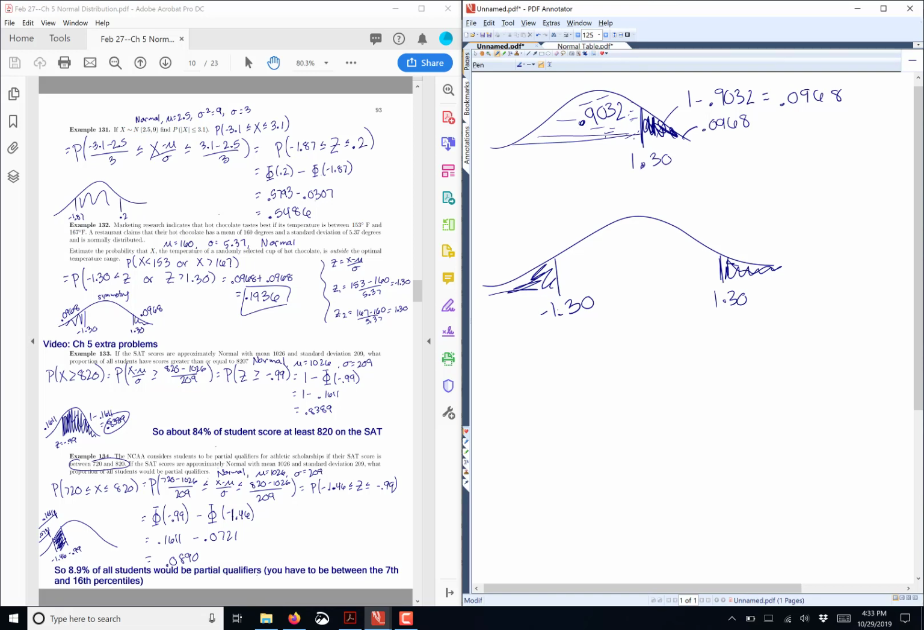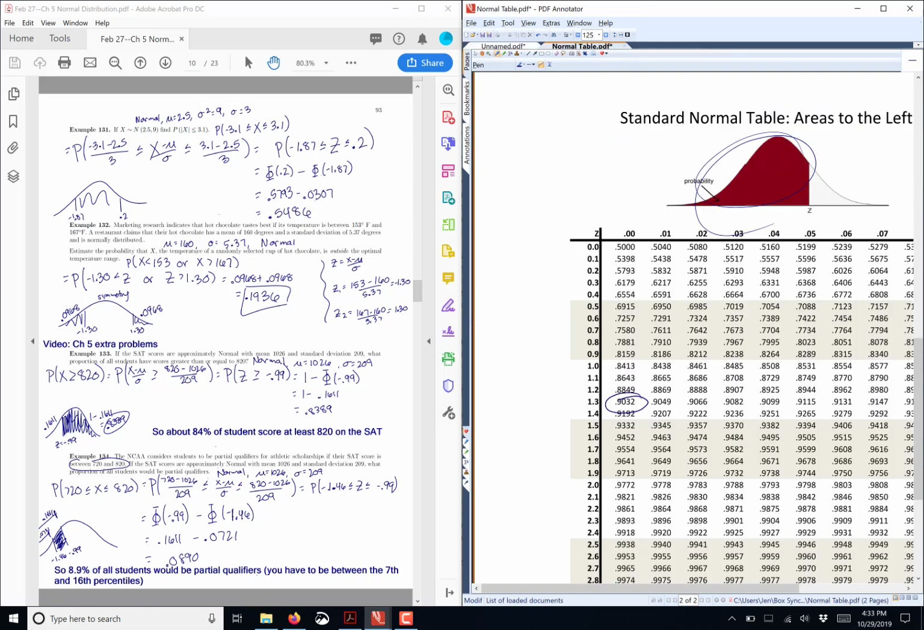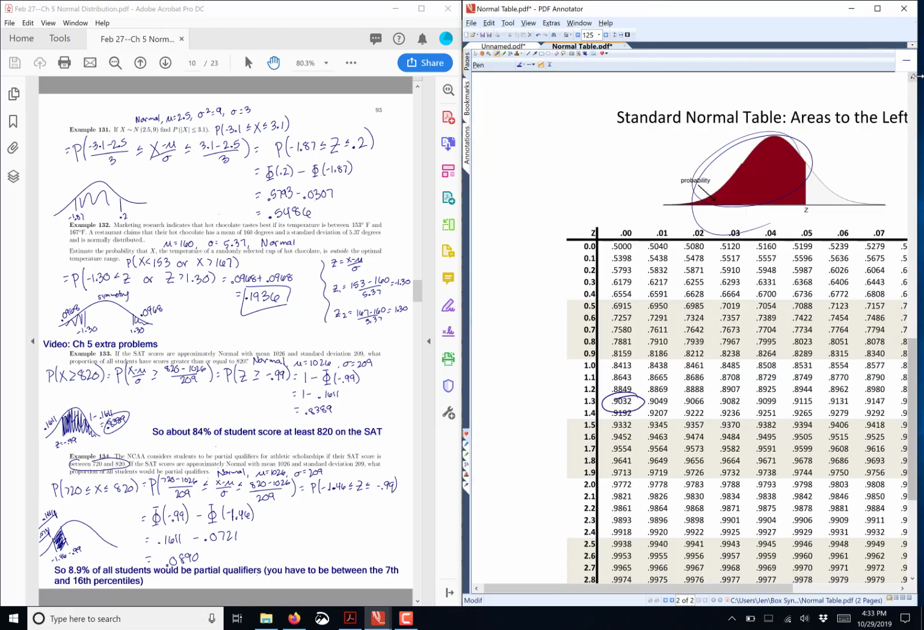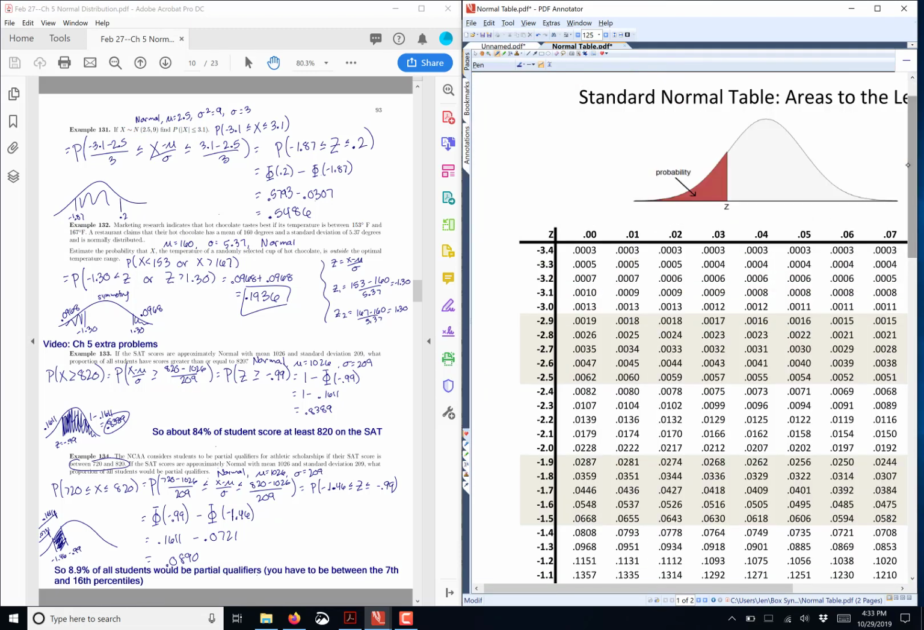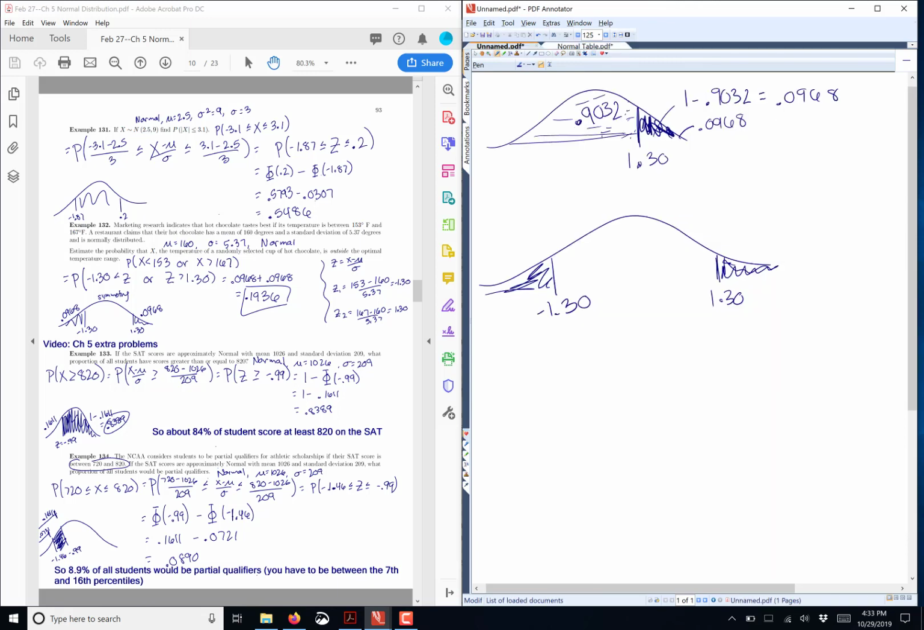So if you look up negative 1.30 on the normal table, let's see, negative 1.30, it tells you 0.0968, and again, that's the area to the left. So to the left of negative 1.3 is an area of 0.0968. So the area to the left of the negative is 0.0968.